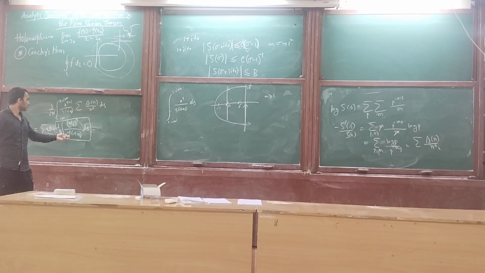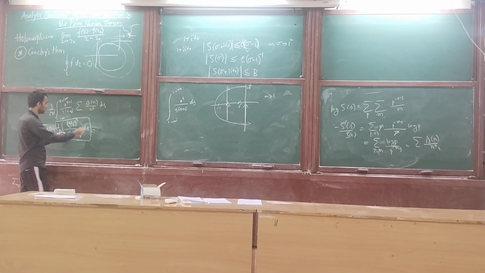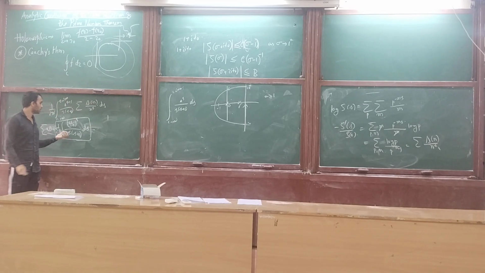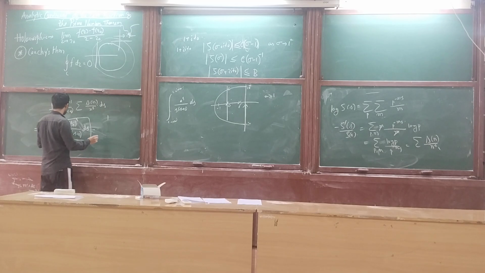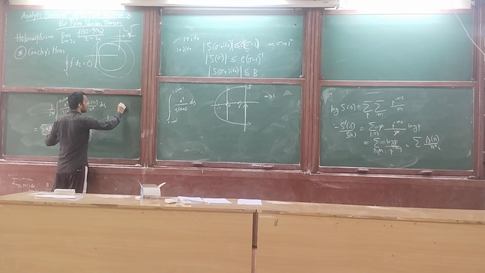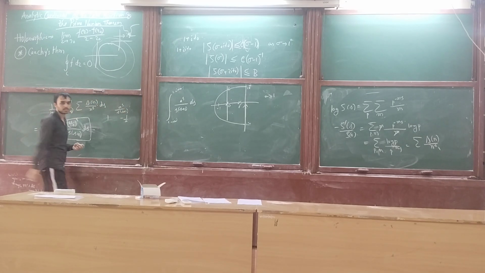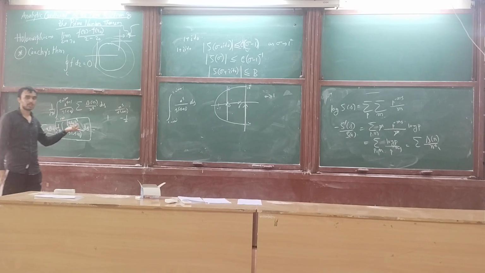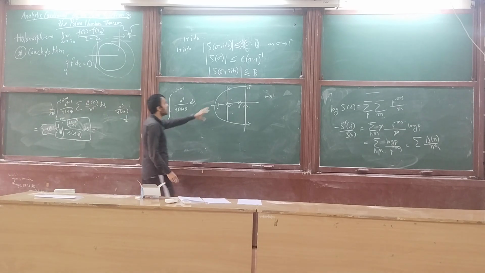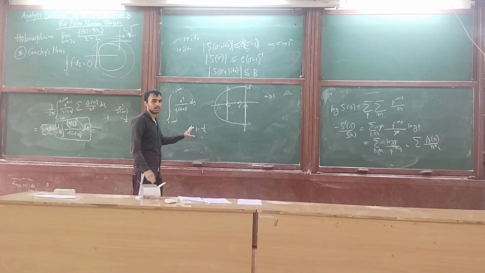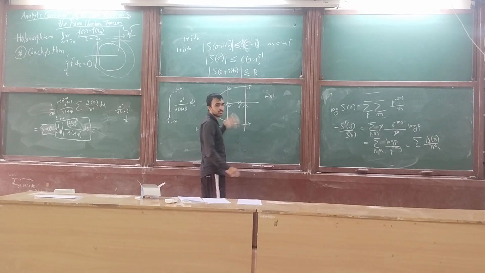What is the residue at 0? The residue at 0 is 1 by 1, which is 1. What is the residue at minus 1? It is a to the power s by s into s plus 1, so the residue at minus 1 is minus 1 by a. So when you integrate over this, it is just 1 minus 1 by a. Now you take t goes to infinity.